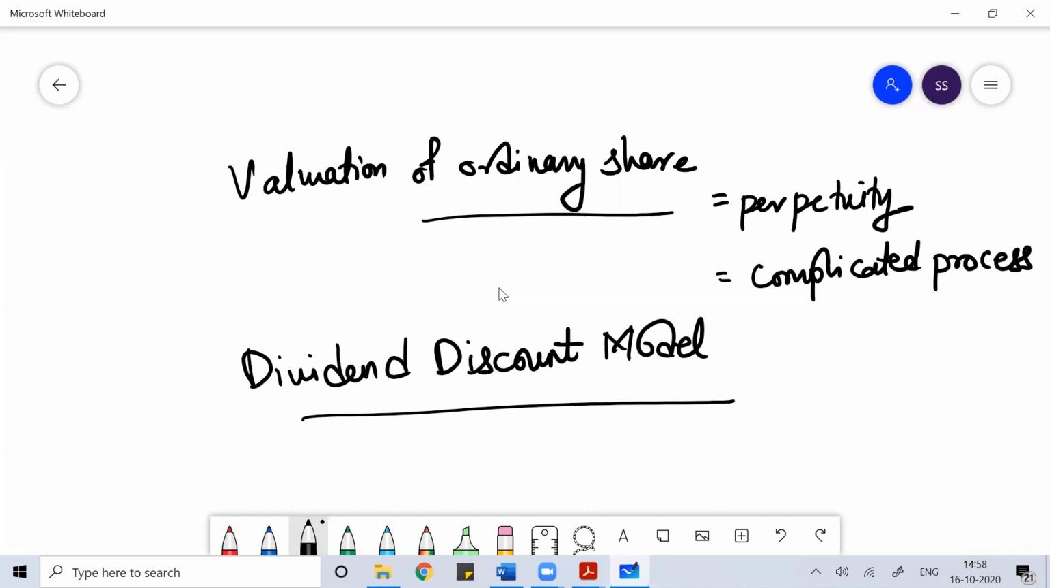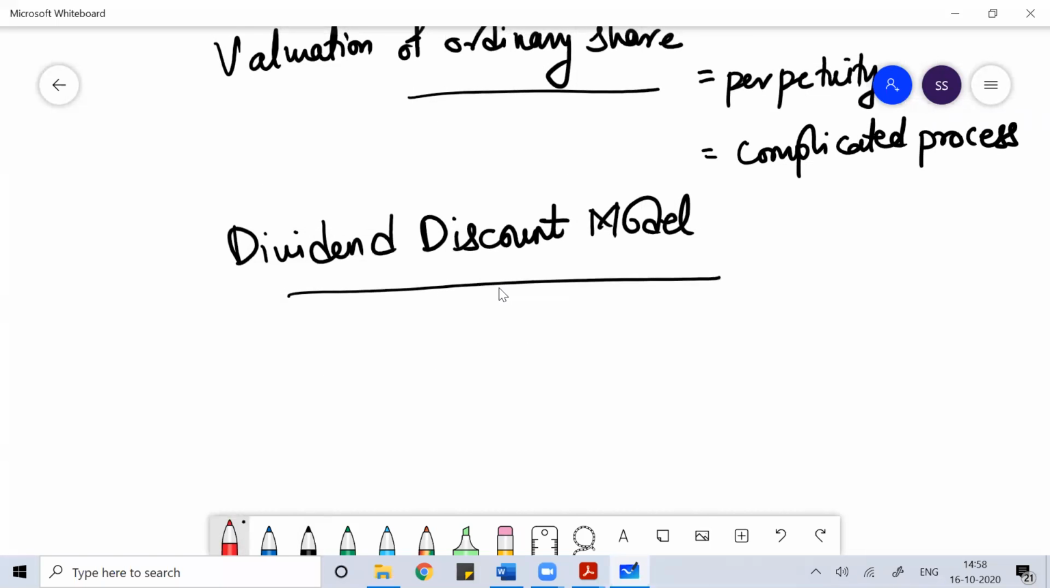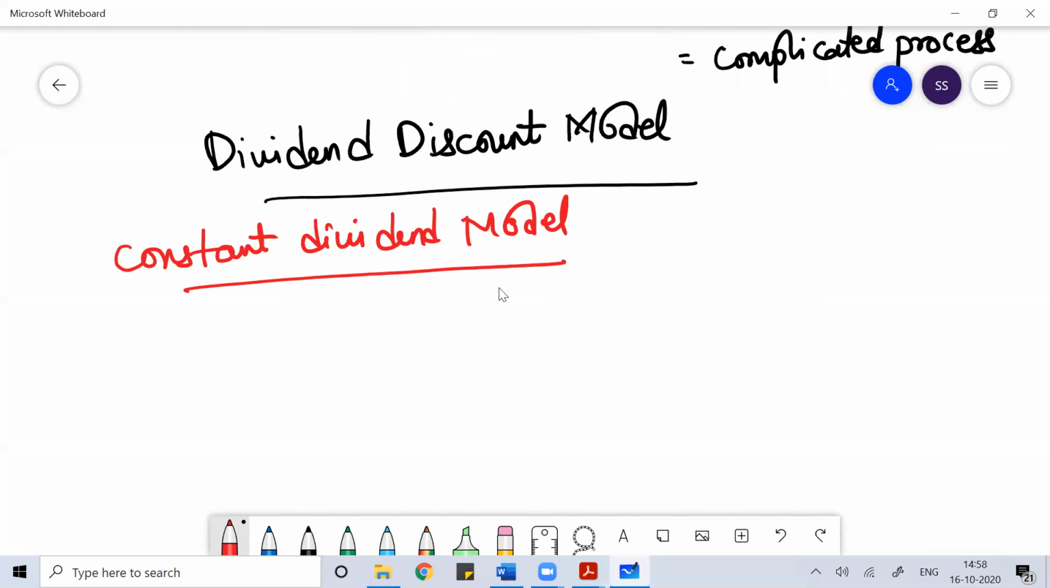In the case of the dividend discount model, if I talk about the constant dividend model, assume that a company gives a constant dividend from the beginning till the end. There's no concept of face value or terminal value in the case of equity, because equity follows the going concern concept. So as such, there's no concept of terminal value in the case of ordinary share. So if you follow the constant dividend discount model, okay.